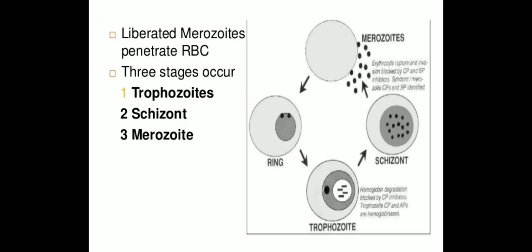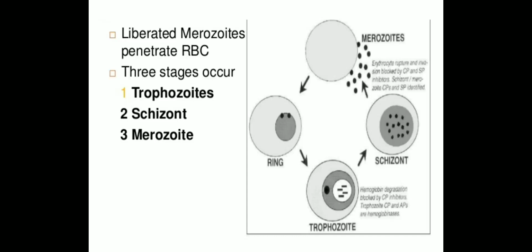So these are the stages within the RBCs. These liberated merozoites penetrate the RBCs. You can see on the top the diagram, these are all RBCs, four RBCs you can see here. The topmost RBC is having these merozoites. When a merozoite penetrates the RBC, there are different stages. The first stage is the trophozoite stage, which is again of a ring form. The second RBC has a ring-shaped structure, which is nothing but a malarial parasite seen in the form of a ring trophozoite.